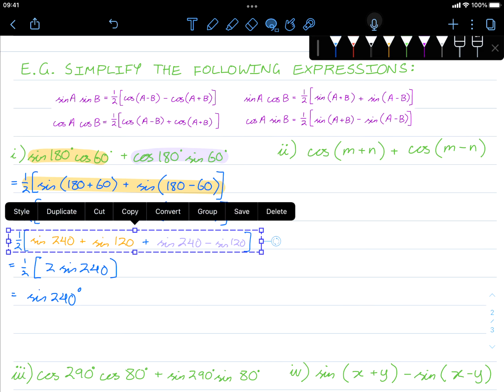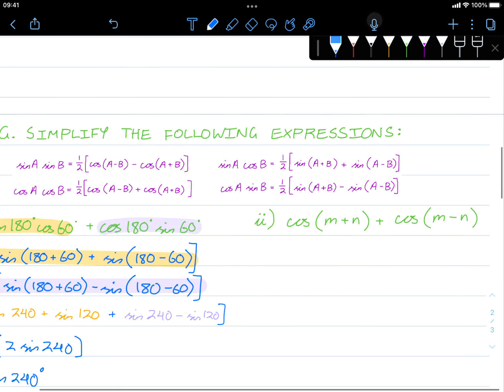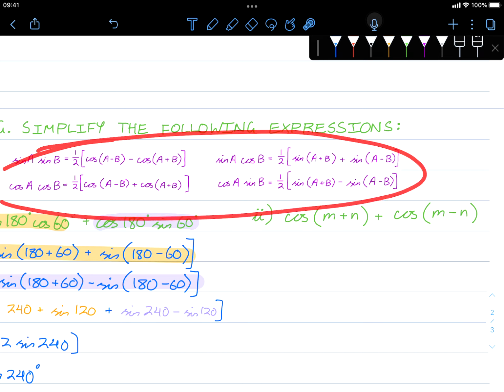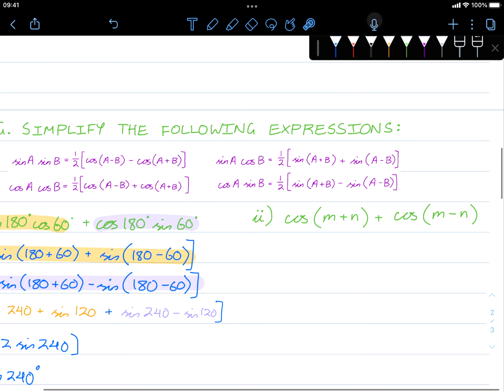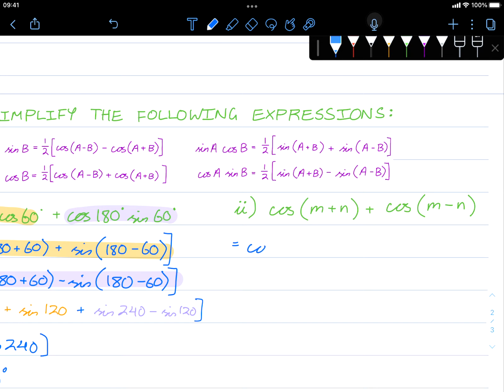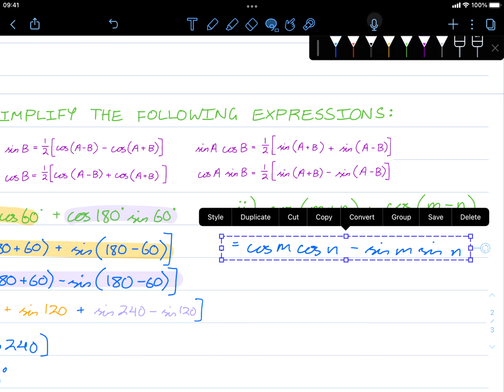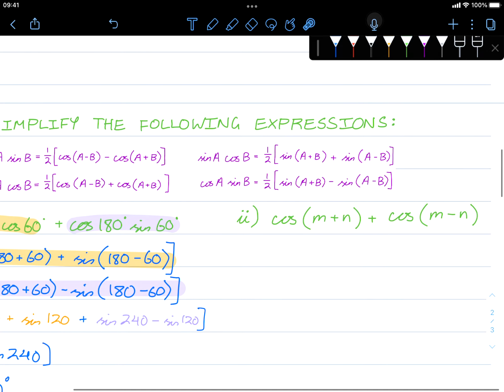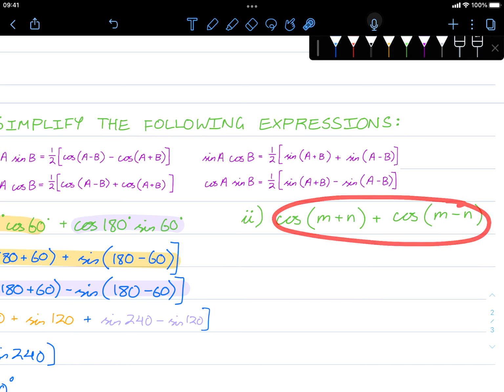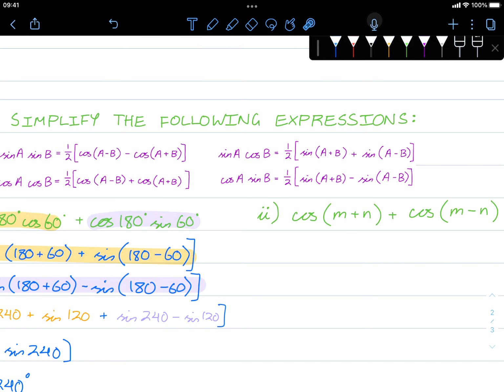Let's just make some more space. Now this one looks as if it's nothing like anything shown here. So you might be tempted to do the sum of cos. So for example, cos m cos n minus sine m sine n, as in this becomes that expression. However, if you look very carefully, this looks awfully similar to this one here.